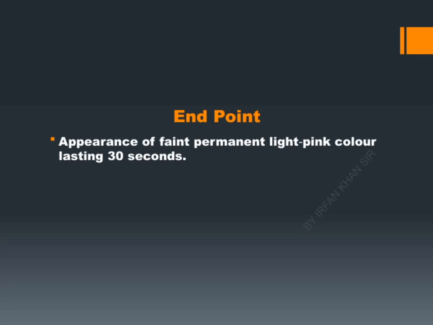Now let's look at the final stage, which is the appearance of a faint, permanent light pink color that lasts for about 30 seconds. This is a crucial indicator because it signifies a specific point in the process. The light pink hue is subtle but persistent, meaning it doesn't fade immediately. It remains steady for half a minute. This visual cue helps us determine that a particular reaction or condition has been reached.